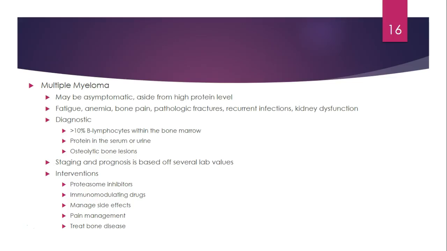Some of the diagnostics we can do with that, of course, would be bone marrow and checking the serum or the urine for protein, and then looking at the bone to see if there are any osteolytic lesions. We can do staging and prognosis based off those lab values, and then interventions: looking at protease inhibitors, immunomodulating drugs, trying to calm that body down. Of course, managing side effects, pain management, and then treating any bone disease as necessary, like with vitamin D and increasing calcium.